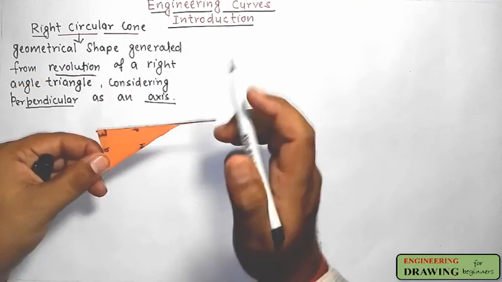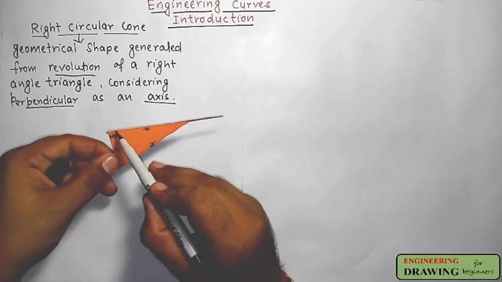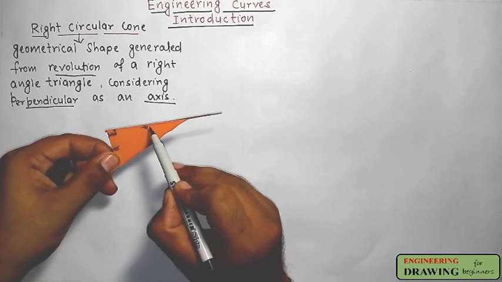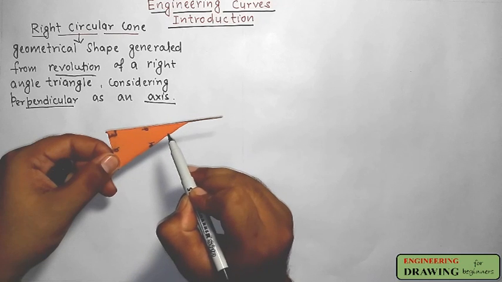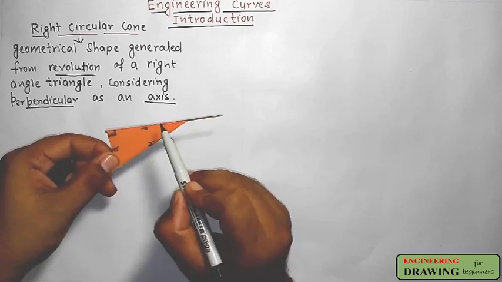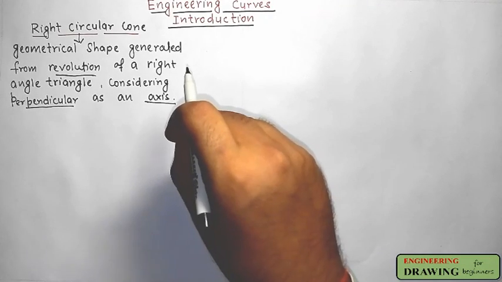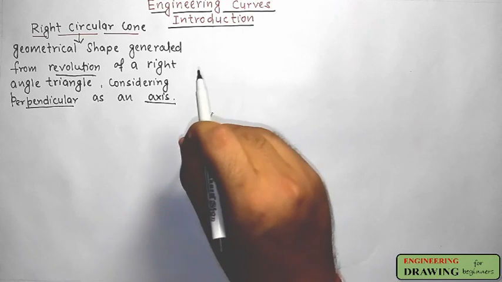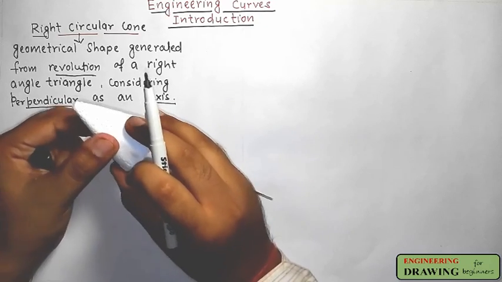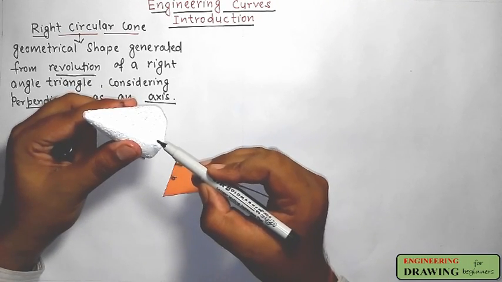Suppose this is a right angled triangle. This angle is 90 degrees. This is base B, this is perpendicular P, and this is hypotenuse H. If I rotate this right angled triangle considering this perpendicular as an axis, then a three-dimensional shape like this will be generated. This is called a right circular cone.